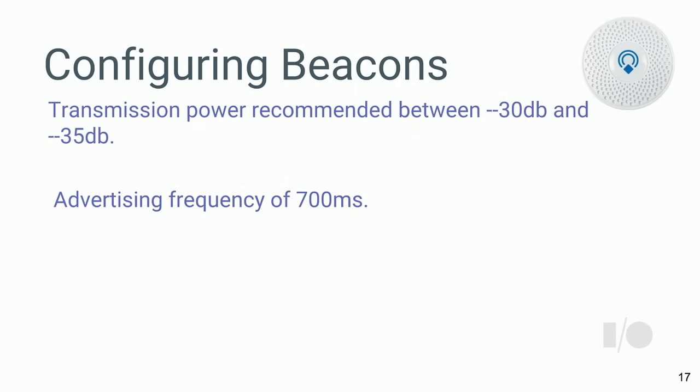The next parameter that you need to set is the advertising frequency. We recommend the value of 700 milliseconds. So that means every 700 milliseconds, the beacon is advertising the data. Now, scanning applications such as Chrome might not reliably show these URLs as notifications if this frequency is slower than a second. So this is really important.